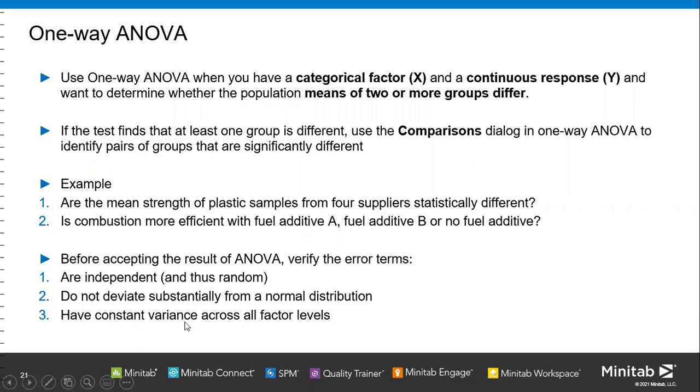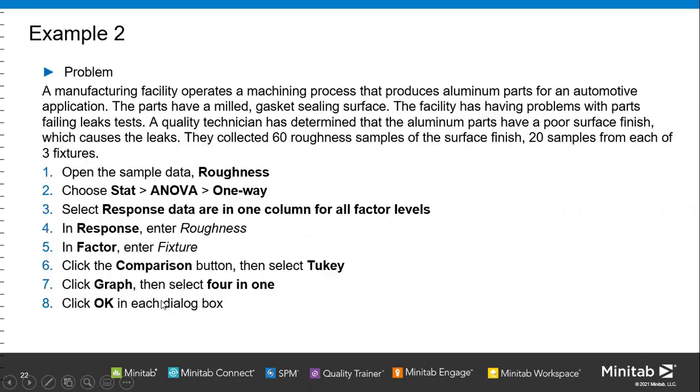And then, of course, your residual, your error, must have constant variance across all the factors. After you fulfill this assumption, you can consider your ANOVA acceptable. You can rely on your ANOVA decision once these assumptions are fulfilled. So we try with this example.